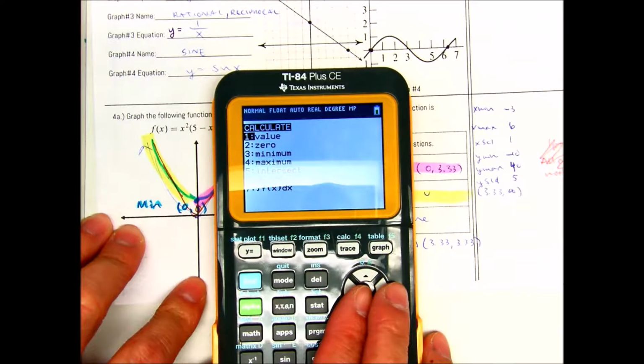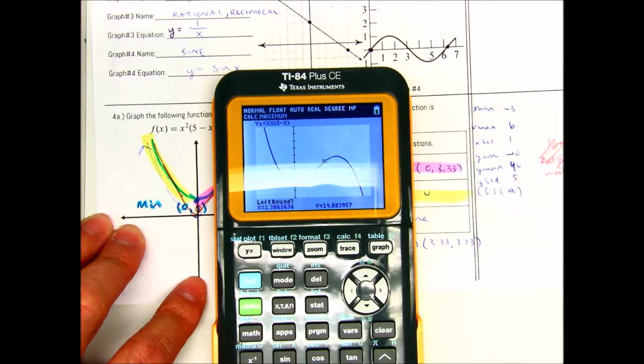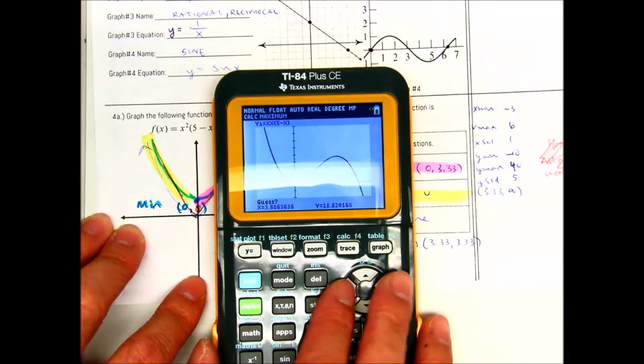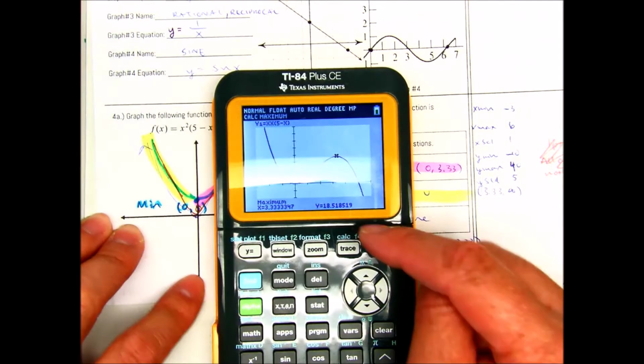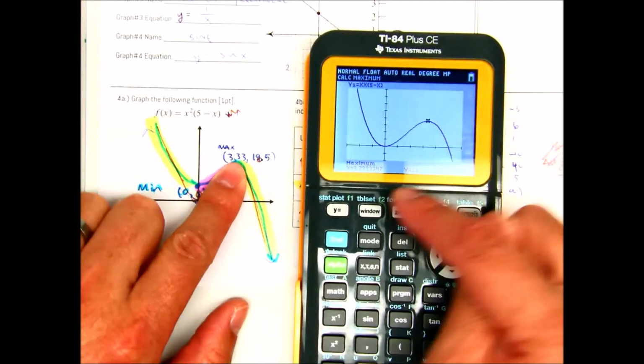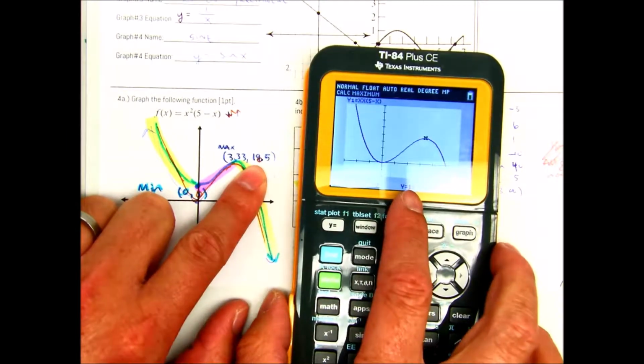Left side of the bump, right side of the bump, exact, and then I just rounded to the nearest tenths. 3.33, and then approximately 18.5. Okay? Alright, so in this problem I'm going to ask you, identify the interval.